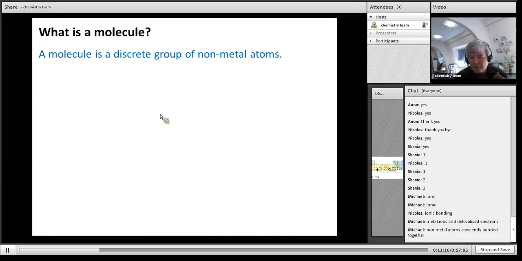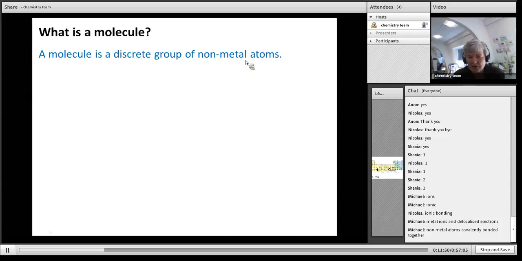You have to say they form discrete units. The reason being, what you've said there could equally apply to a diamond, couldn't it? Because carbon is a non-metal atom, covalently bonded together. So we have to use a word like discrete or separate. Now, discrete here doesn't mean that you're not scandalous or anything like that. It's not spelled C-R-E-E-T. Discrete here means separate. So it's a separate group of atoms covalently bonded together, and they tend to be non-metals.